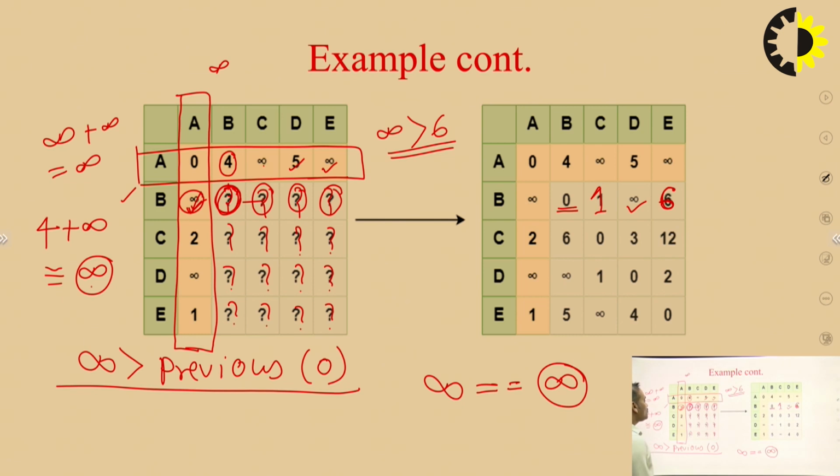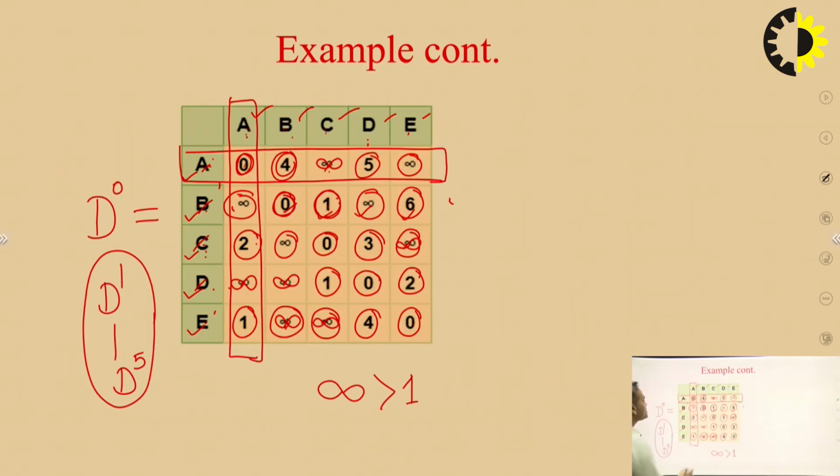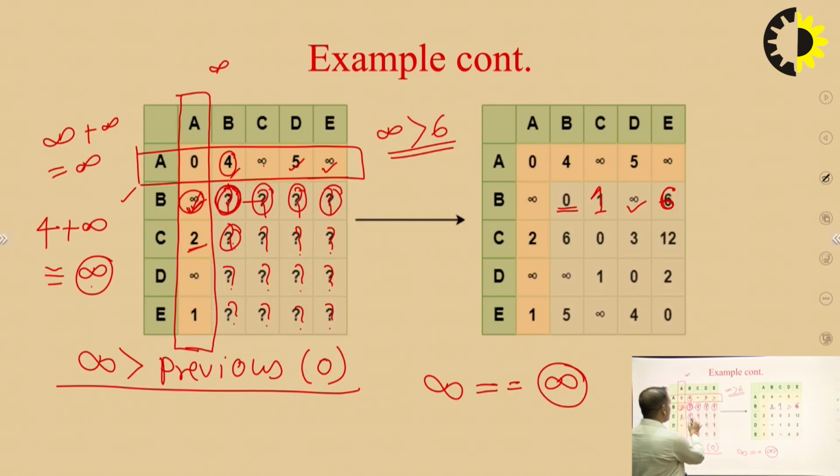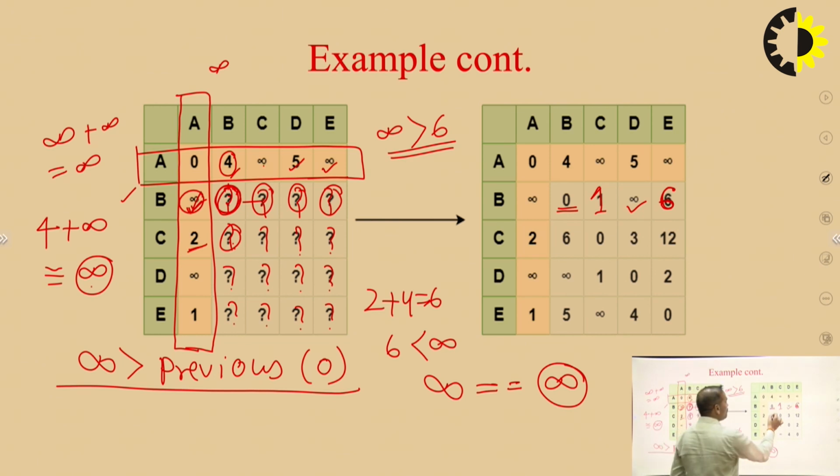Now we want to find the value of this cell. This cell value is calculated by 2 plus 4, which is 6, and the previous value of this cell is infinity. After calculating the value, 2 plus 4 gives 6, and 6 is less than infinity, so we update this value to 6. This is the method which is used to calculate the value of each cell.